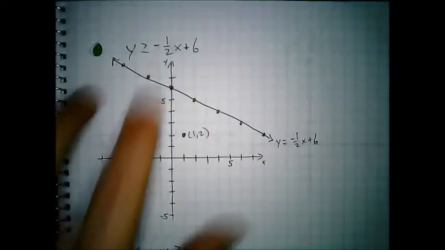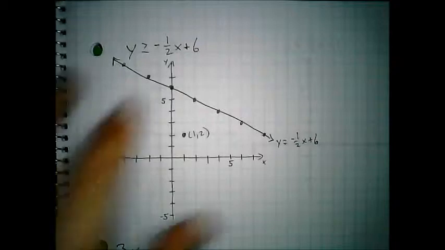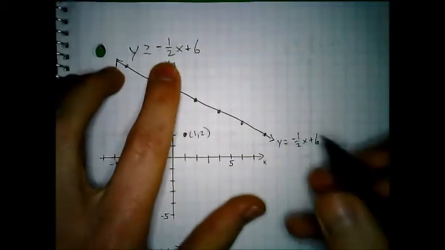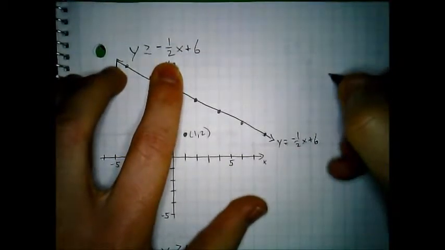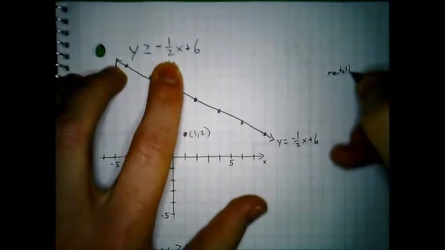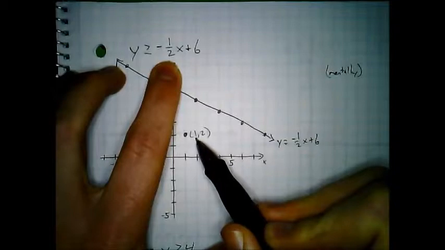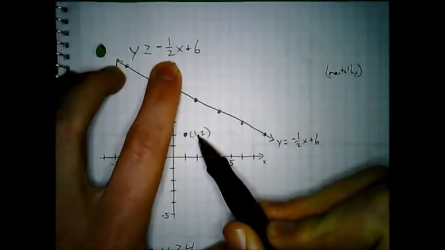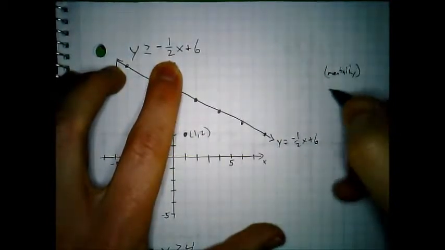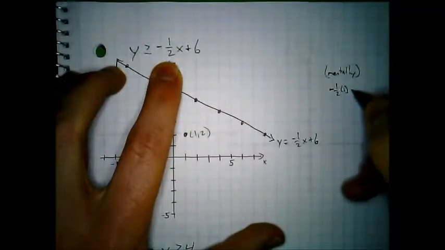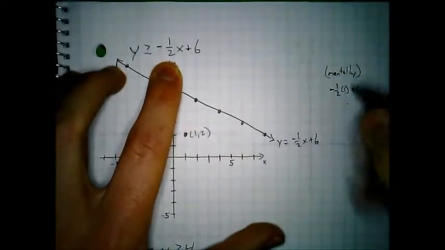Okay, now we're not afraid of fractions. We understand how to just work with them simply. So again, this is mental math, but I'll write it down so we can see the work that we're doing. We do negative 1/2 times our x value. Our x value is 1. So we do negative 1/2 times 1, which is negative 1/2, plus 6, which is 5.5.